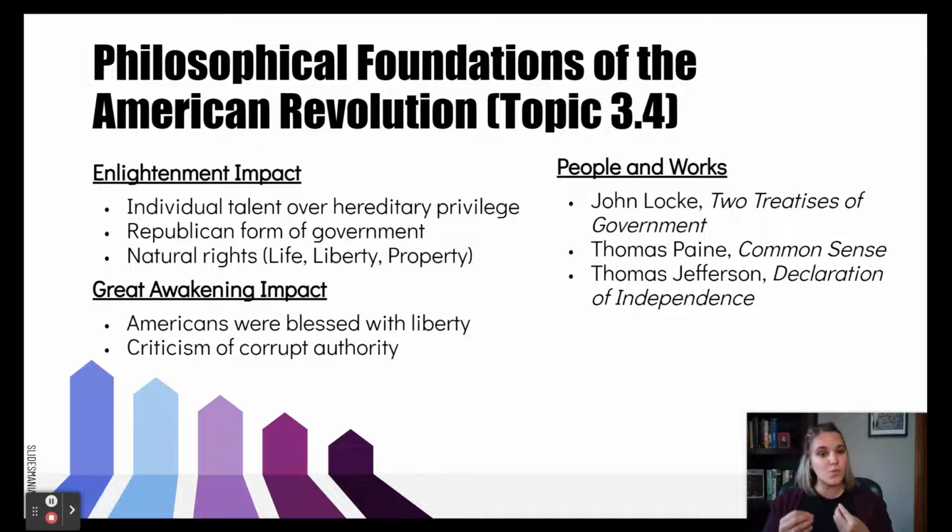And there are some specific people and works that you should be familiar with. John Locke isn't specifically mentioned in the curriculum. However, knowing at least one Enlightenment figure is a good idea. Thomas Paine and Thomas Jefferson and Common Sense and the Declaration of Independence, those are mentioned explicitly. So you have to know these documents and these people so that you can explain how their ideas convinced people that it was common sense to declare independence, that Britain had lost their right to rule due to these various reasons, due to these grievances.